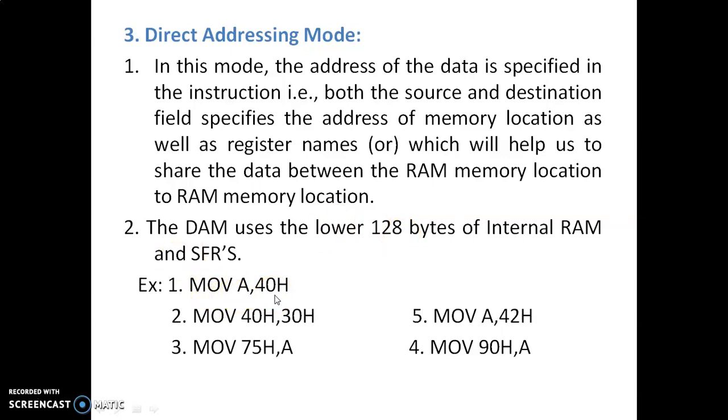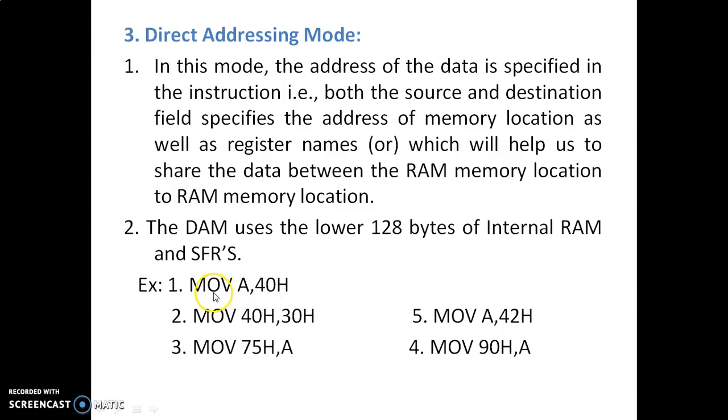What does MOV A, 40H mean here? Whenever you don't represent a hash in the source field, whenever you are not mentioning the hash here, this 40H represents the address location. That should be very clear. Whenever you don't write a hash before the data, it means that it is the address location. Whenever you write a hash, it means that it is data. In this particular example, we don't have any data at all. You directly mention the address locations or the registers.